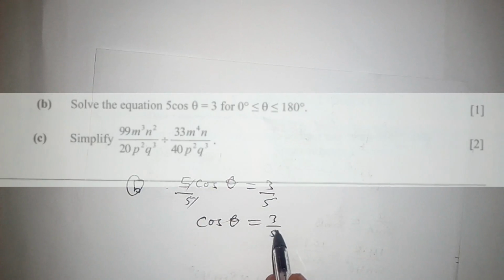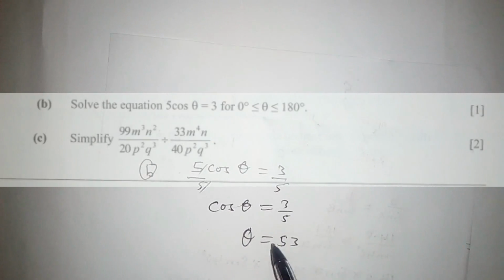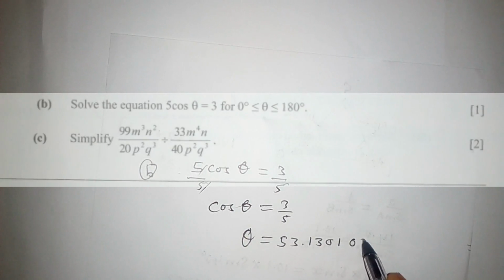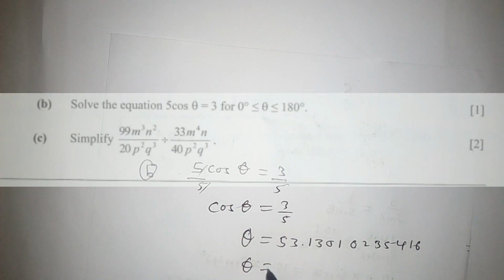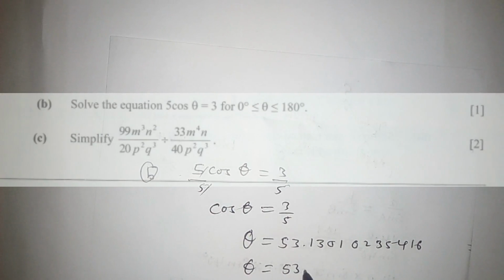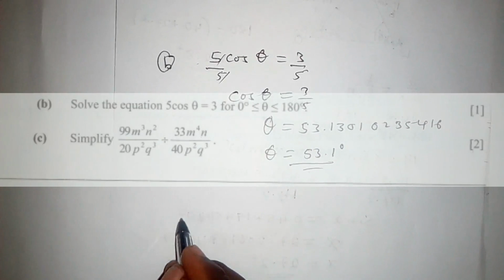Now you can find the cos inverse of this. So this side you remain with theta, and then you press on your calculator cos inverse of 3 over 5. And this will give you the answer, and theta will be equal to 53.1 degrees. Remember, putting it in 1 decimal place. So this is the answer. We go to C.